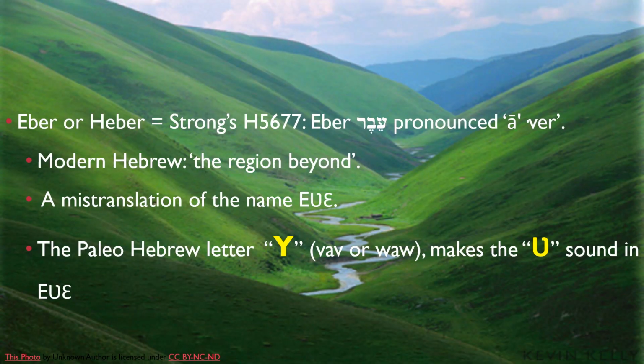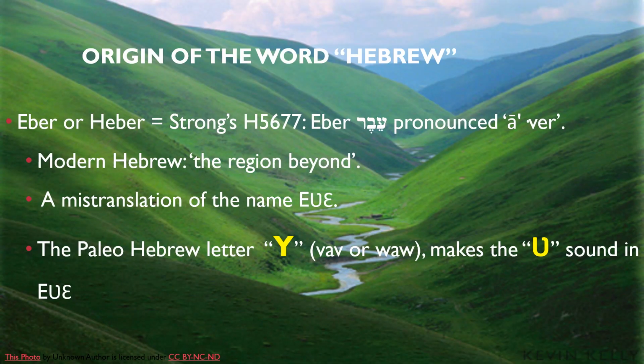All right, let's practice some Ewe names. You've probably heard of the origin of the word Hebrew. We know that the term Hebrew stems from Eber or Heber. Strong's H5677 pronounces it as Aver. The consonantal biblical Hebrew script, which is the Assyrian script, writes it as Ayin Bet Resh.